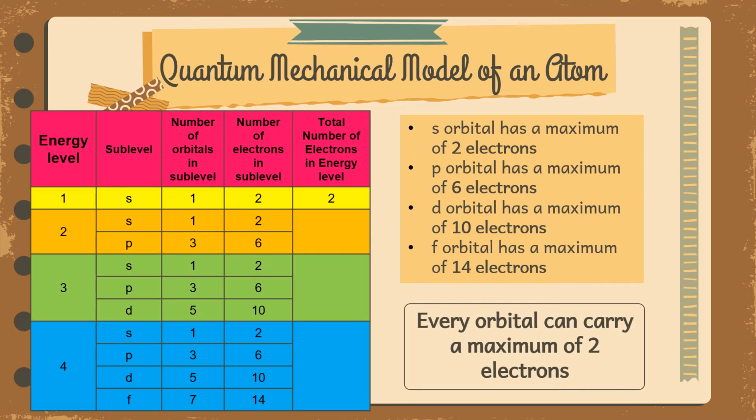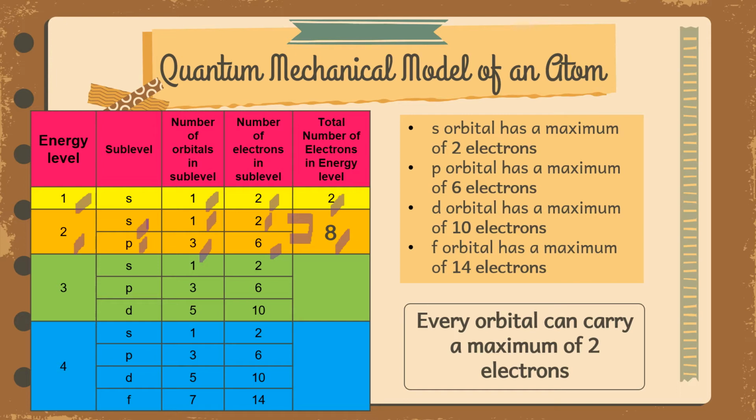Now, what is the total number of electrons in an energy level? For energy level 1, with 1 sublevel, it can carry a maximum of 2 electrons. The second energy level consists of 2 sublevels, the S and the P. S has 1 orbital, P has 3 orbitals. So the S sublevel of the second energy level can carry a maximum of 2 electrons. The P can carry a maximum of 6. As a total, the second energy level can carry a maximum of 8 electrons: 2 electrons carried by the S orbital and 6 electrons carried by the P orbitals.